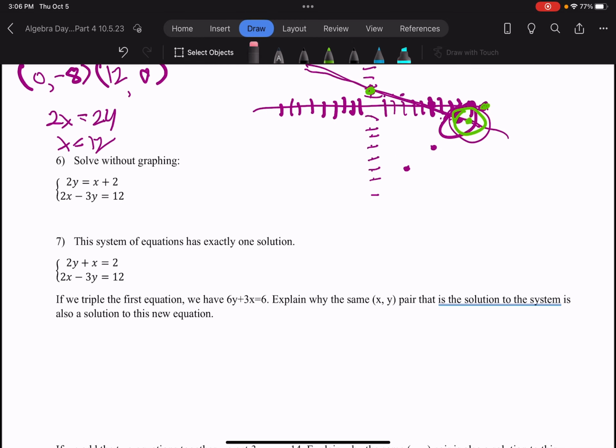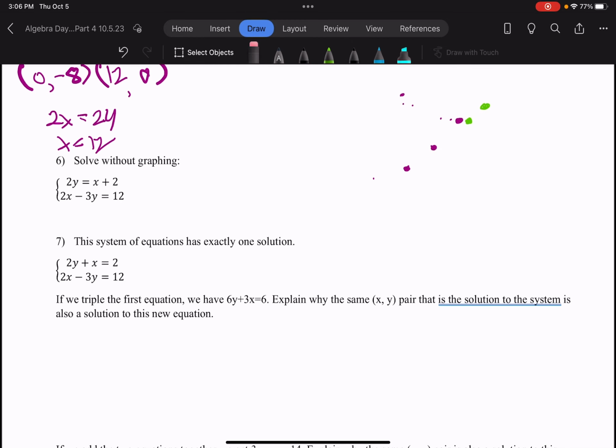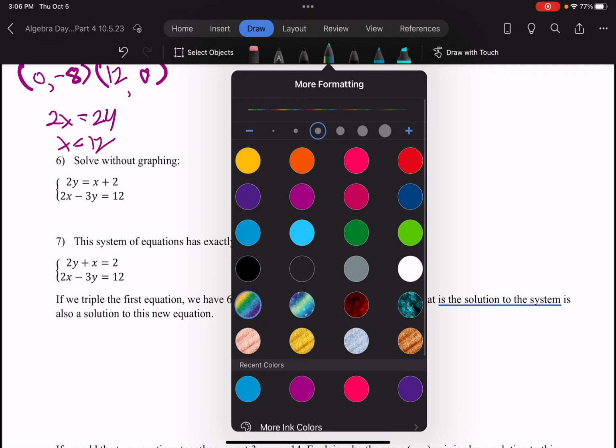So I'm going to actually show you 2 ways to do this. And if you have a particular way you want to do it, you can move ahead to the part that you want to do, however you prefer.